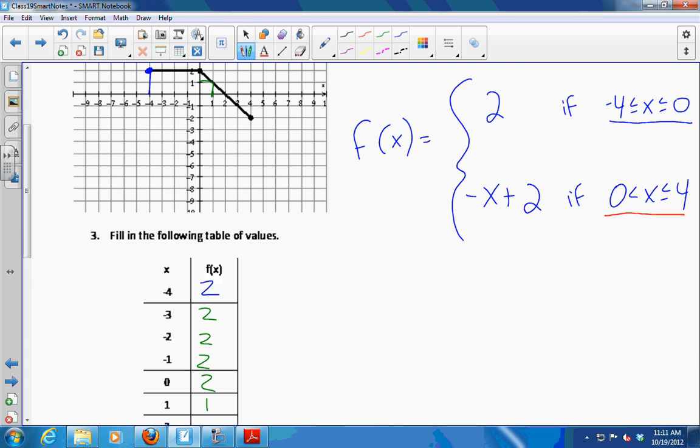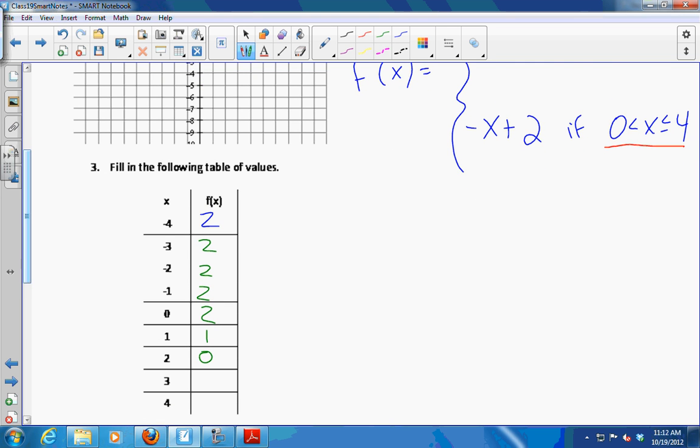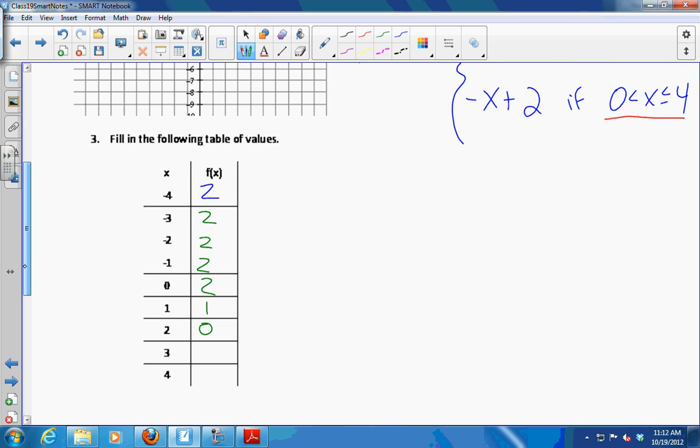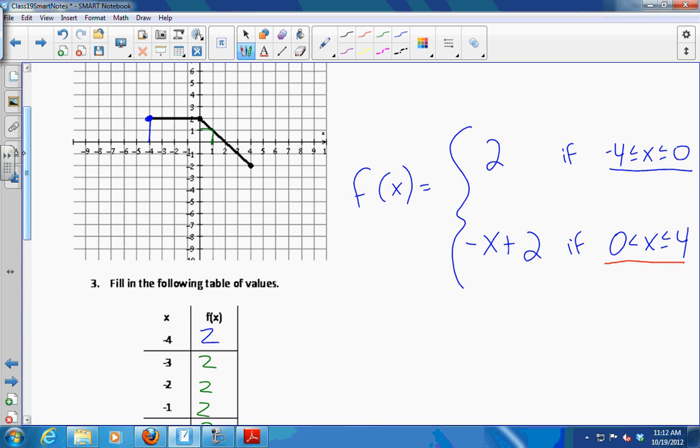All right, so what's my y value when x is 2? 0. How about when x is 3? -1. And when x is 4? -2. Okay, so we have this table of values for f now. And the table of values and the graph both have all that same information. It's just a different way of presenting it.